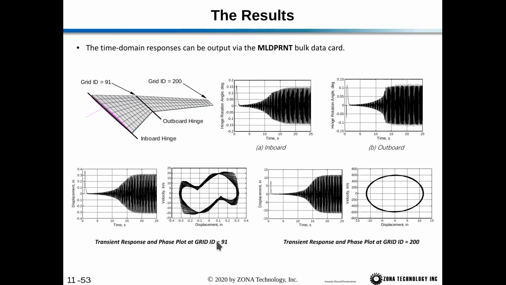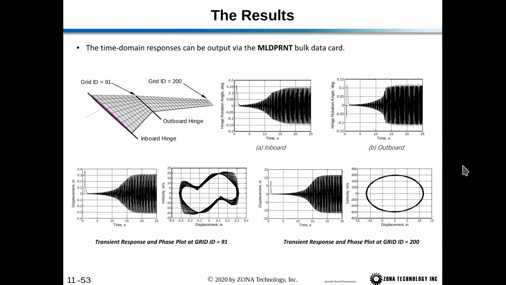And these two plots are for grid 91. This is for grid 200. Grid 200, you can see we have actual harmonic motion for this grid in the plot of velocity versus displacement. Whereas at grid point 91, we have a little more complicated motion.